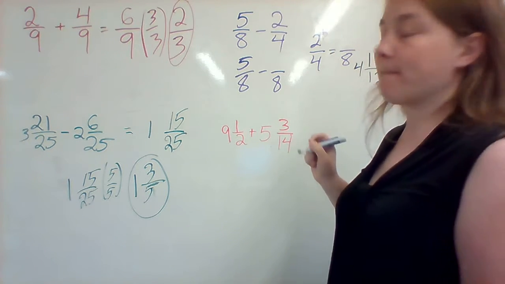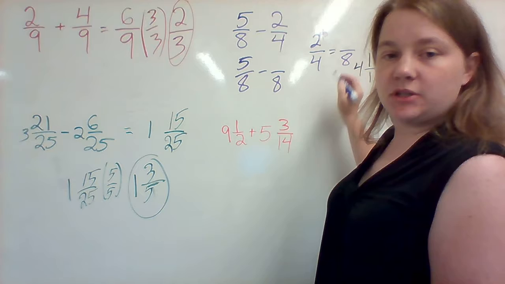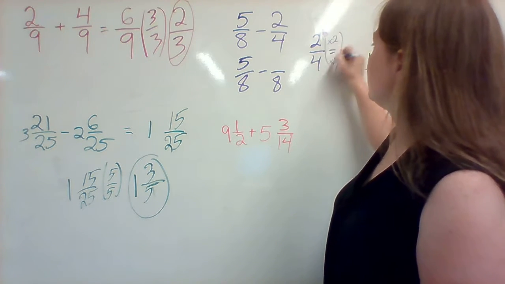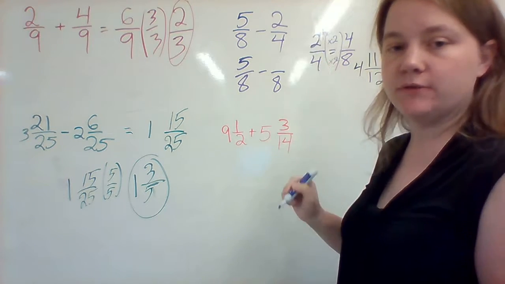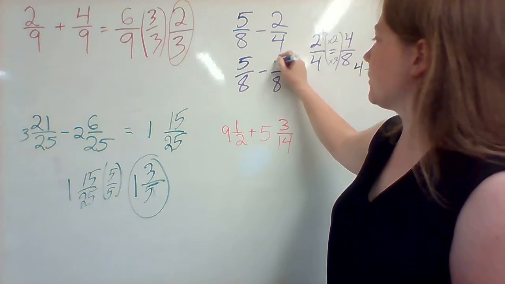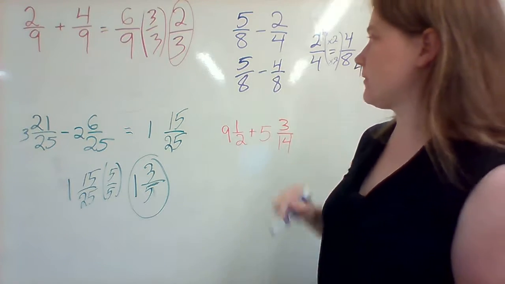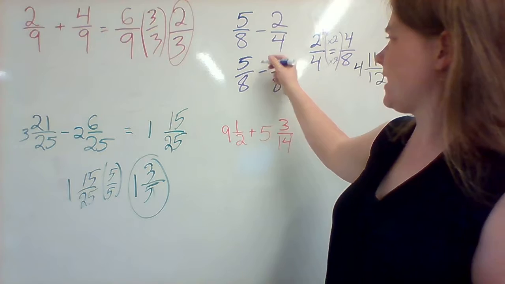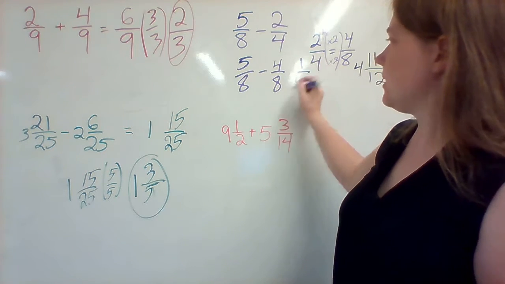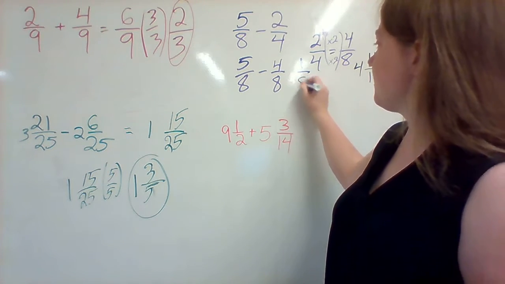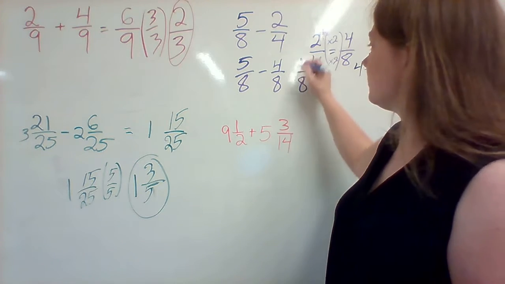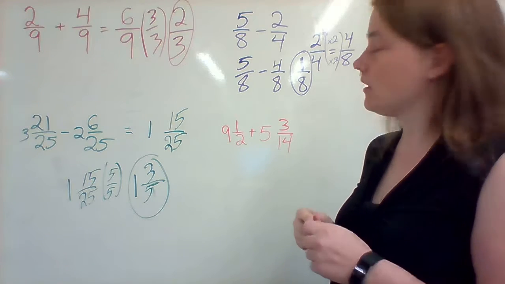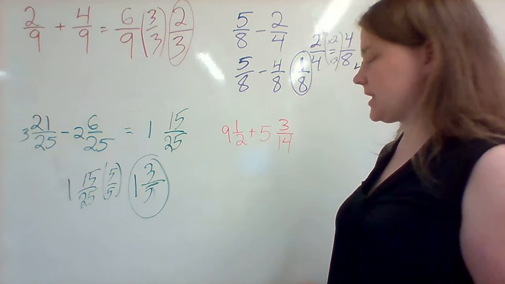Okay, so 4 times 2 is 8. So 2 times 2 is 4. So instead of having 2/4, I'm going to have 4/8. Now I have 5 over 8 minus 4 over 8, and I can take care of that really easily. 5 minus 4 is 1. The denominator stays the same. My final answer is 1/8.